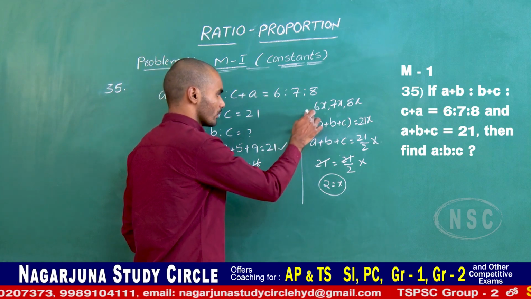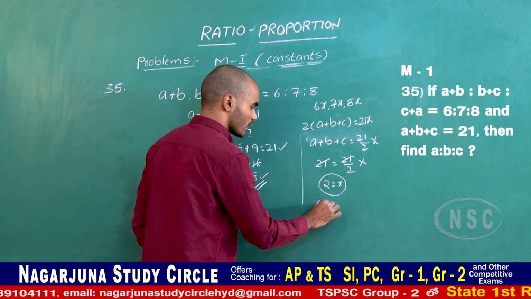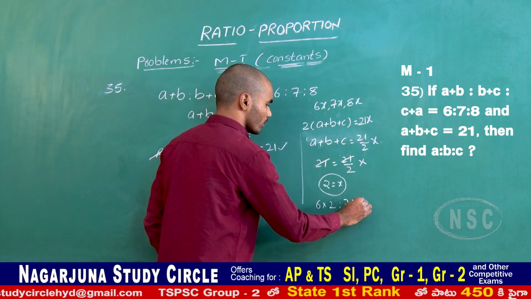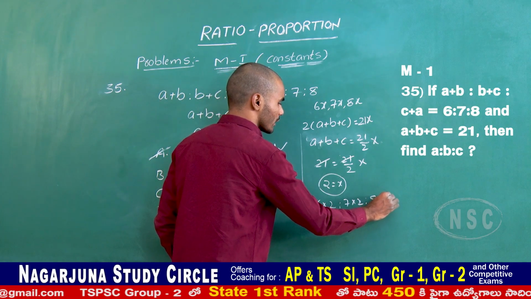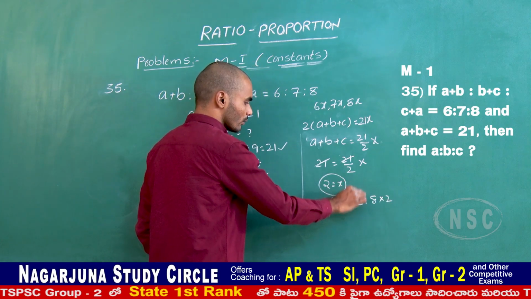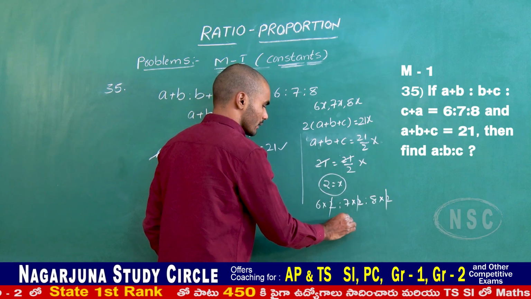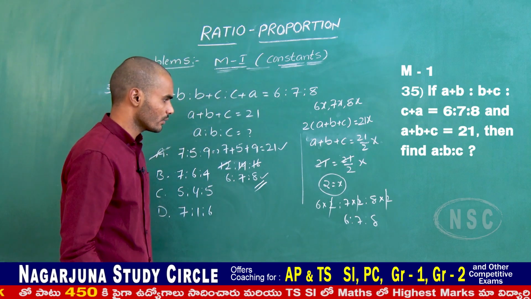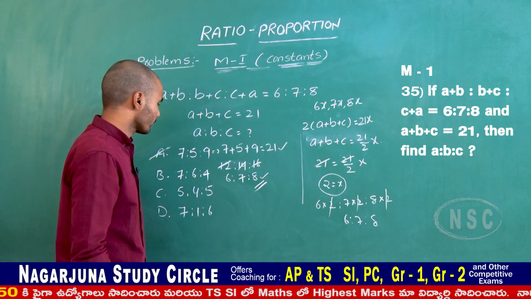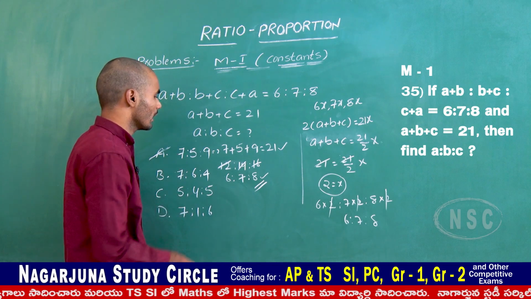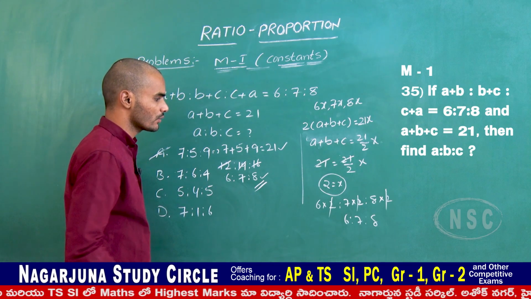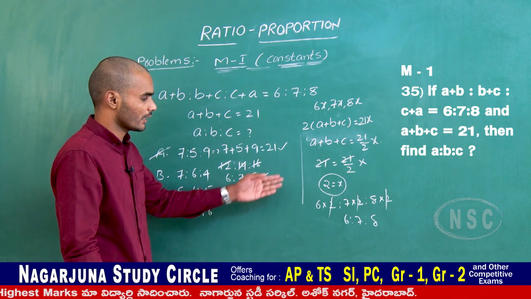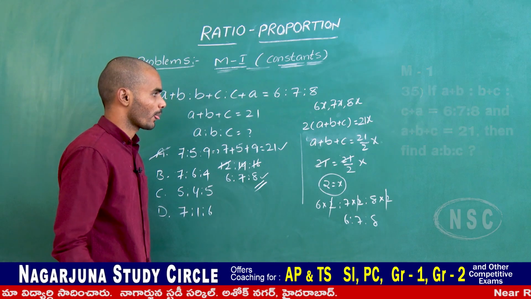So ratio: 6x means 6 into 2, 7x means 7 into 2, 8x means 8 into 2. The 2 cancels. Ratio is 6 is to 7 is to 8. In these options, there is no 6 is to 7 is to 8 ratio. So this is another type of process. This is also a right one. Okay. Next question. Just see this.